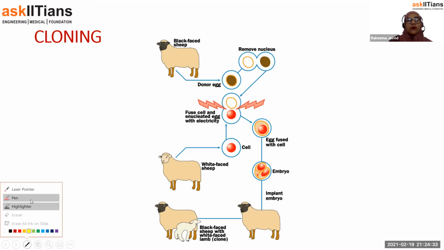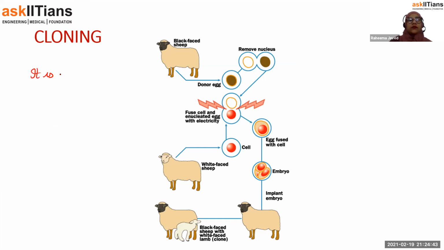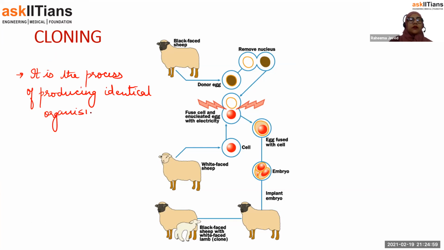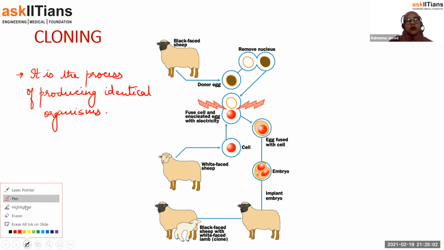Cloning is the process where identical individuals are produced. So it is the process of producing identical organisms. In this particular picture, I'm going to explain how Dolly the sheep was produced.